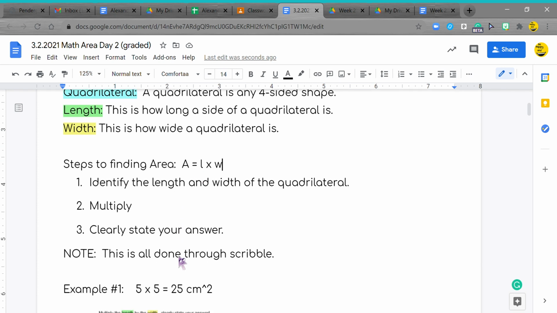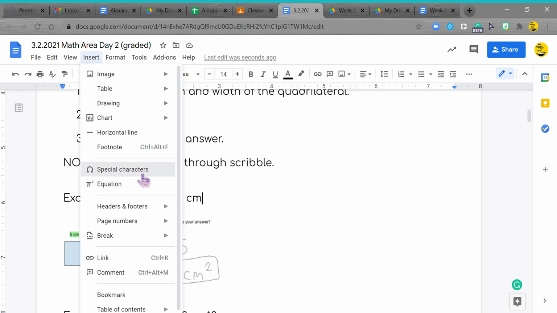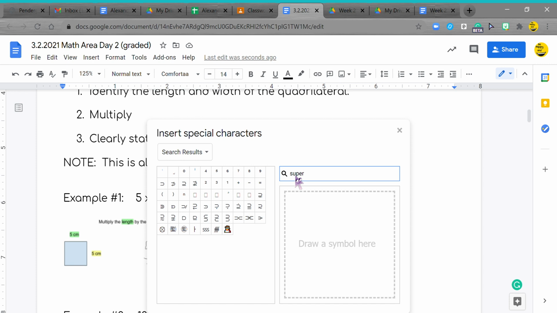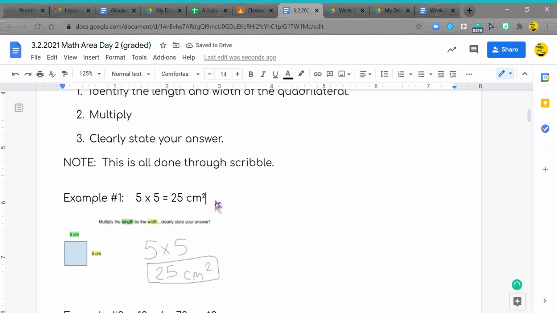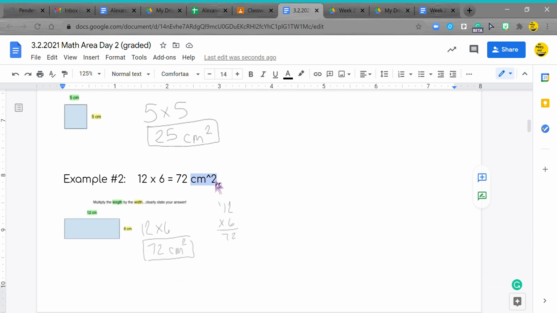Please realize that on this Google Doc, everything's done through Scribble. So here's the example, and I know I showed you how to do the caret too. It means squared, but I found something better. If you go into Insert, you go down to Special Characters, and you write super, because I want the superscript, and you take the 2, you will get your square. Then just copy it, Control C, go to the next one and hit Control V. You will automatically have your square there.